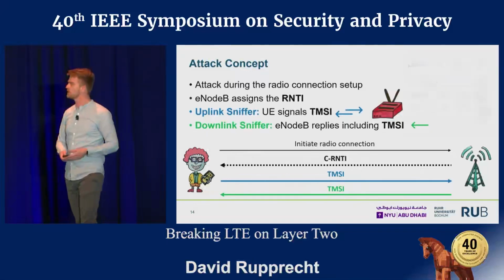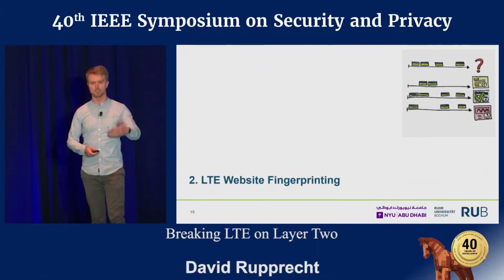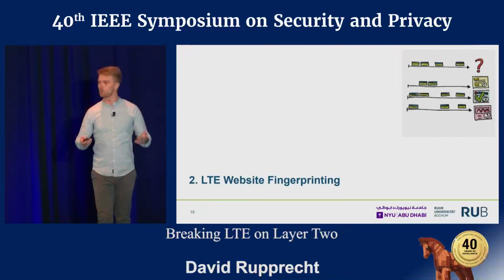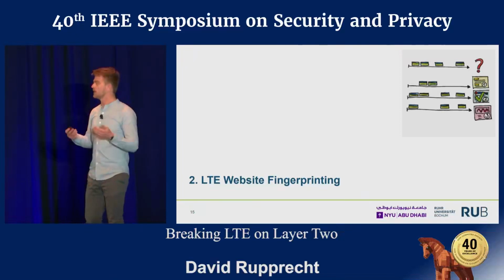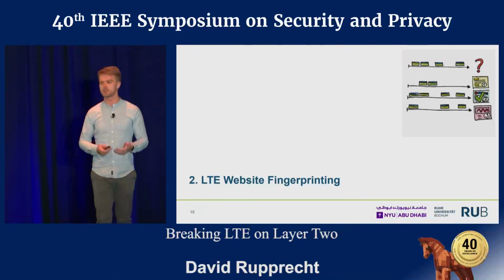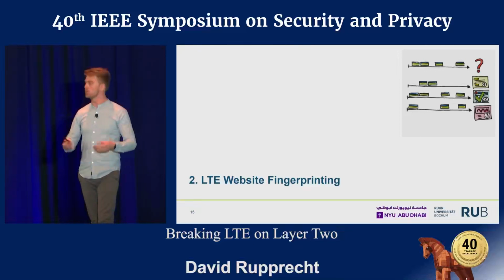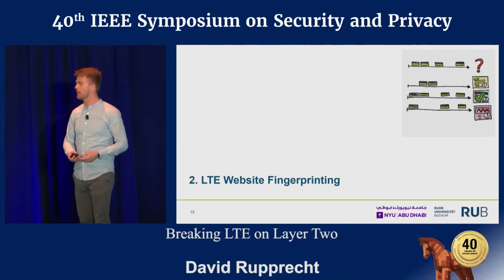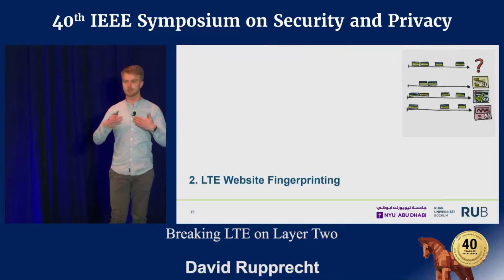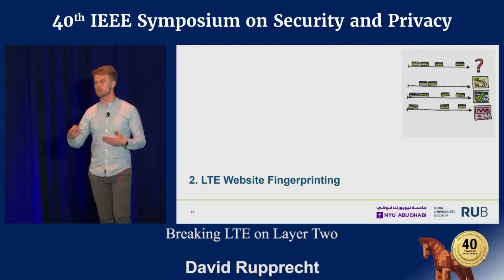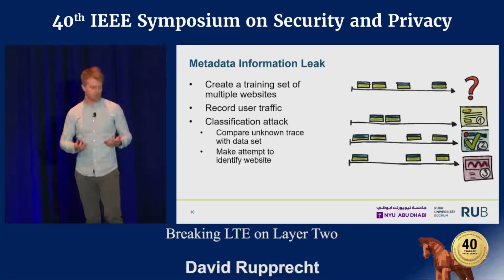I want now to present you the website fingerprinting attack. So once we have learned the C-RNTI of a user, we can do website fingerprinting with it. The idea is quite simple, and we know website fingerprinting from other contexts, like Tor or HTTPS website fingerprinting, and we can do it on encrypted traffic. However, it's new to the context of LTE, and we can do it because there is unencrypted layer 2 metadata available in LTE. So the thing is quite easy.